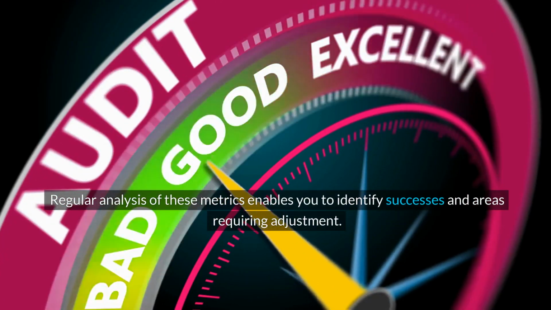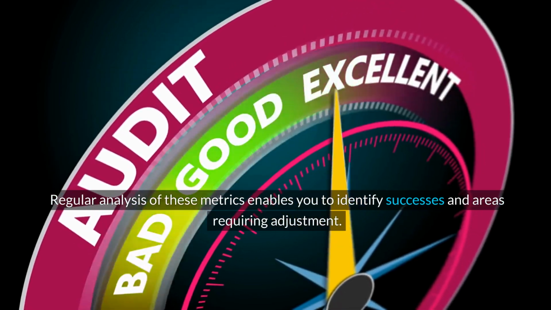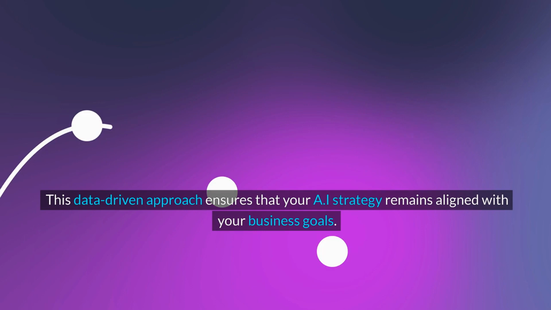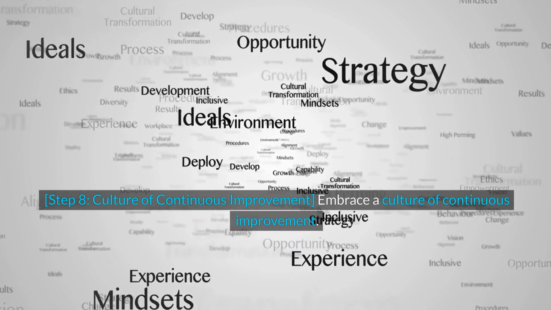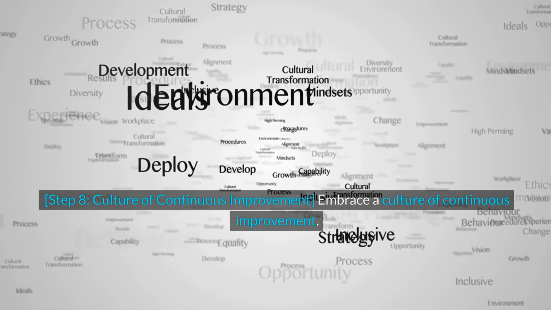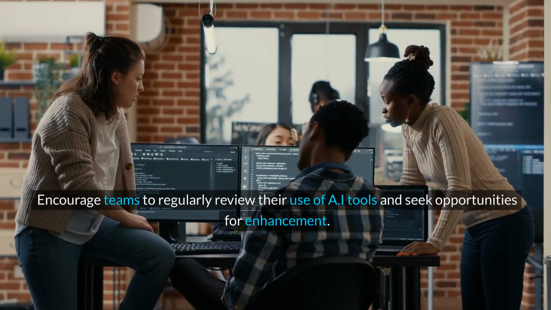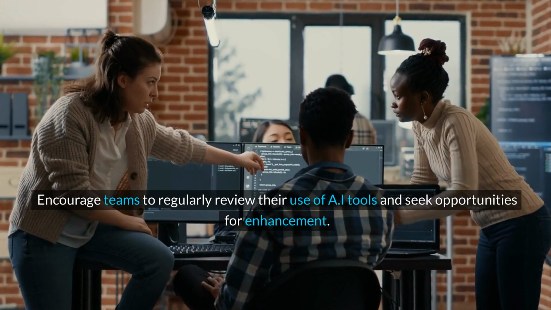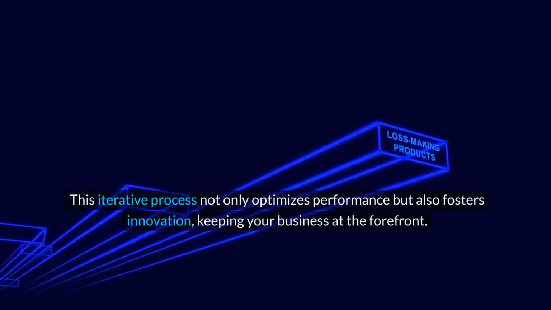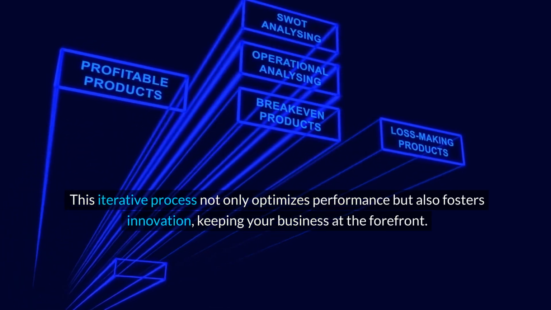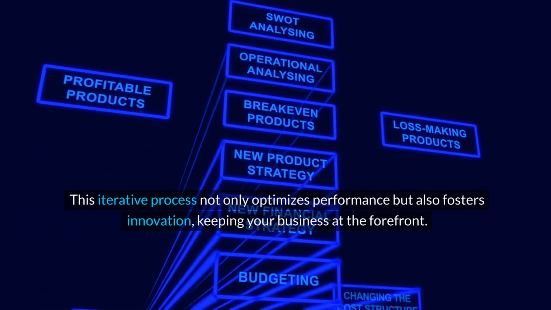Regular analysis of these metrics enables you to identify successes and areas requiring adjustment. This data-driven approach ensures that your AI strategy remains aligned with your business goals. Step 8. Culture of continuous improvement. Embrace a culture of continuous improvement. Encourage teams to regularly review their use of AI tools and seek opportunities for enhancement. This iterative process not only optimizes performance but also fosters innovation, keeping your business at the forefront.